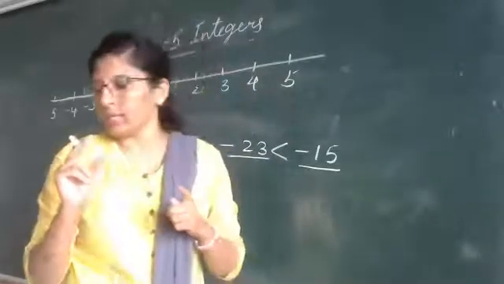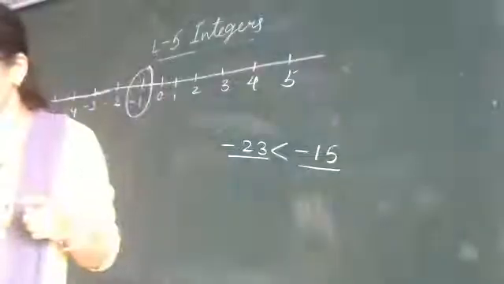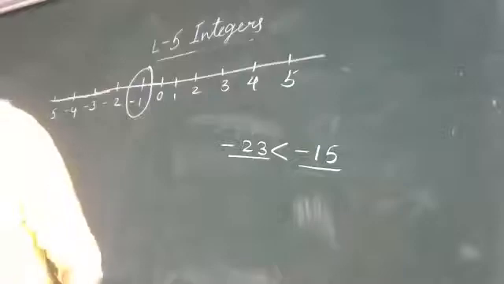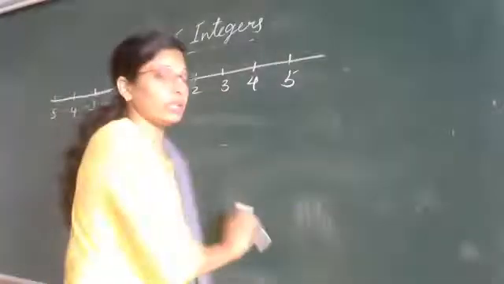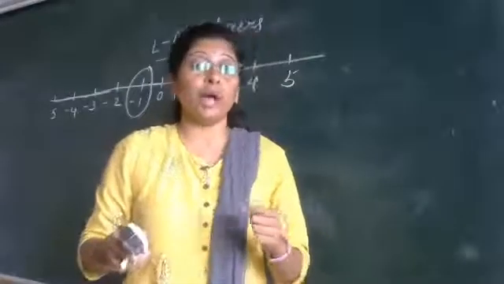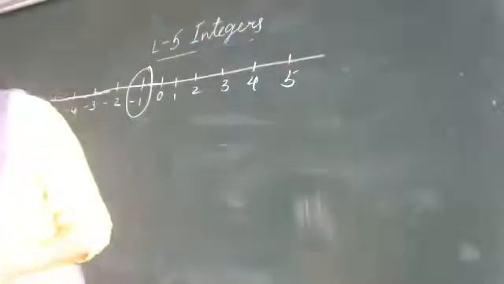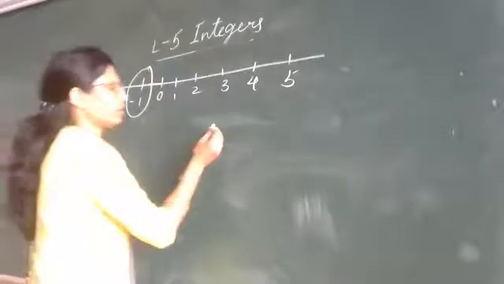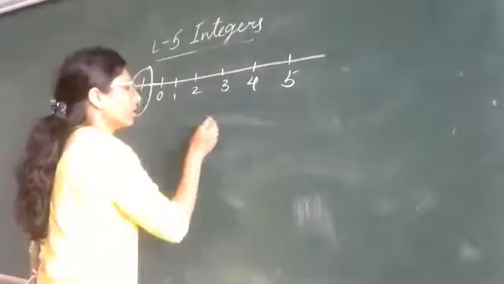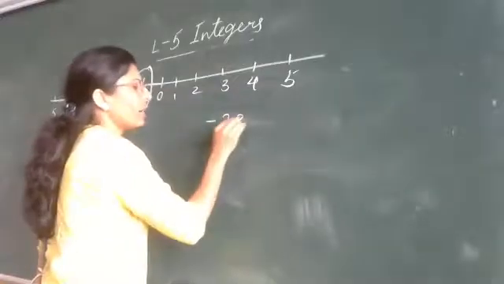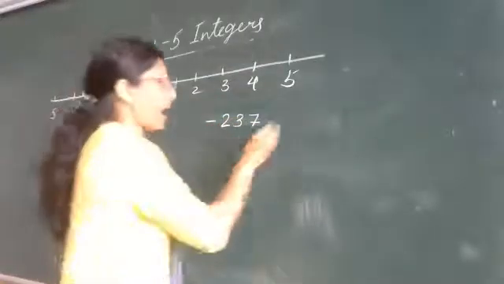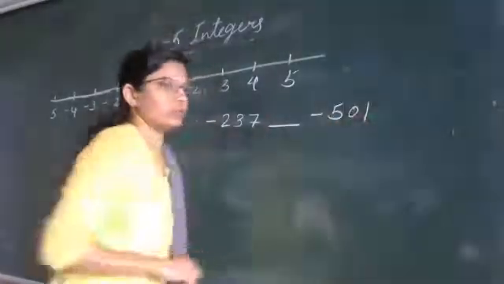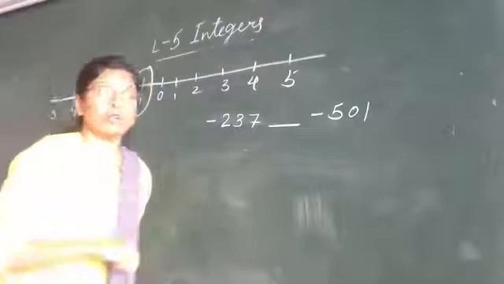Okay. So understood about integers, negative and positive numbers? Yes, ma'am. Okay, I will ask you now, you tell me which is greater, which is smaller, because depending on this only, you should know to write the ascending, descending numbers and all. Okay, now for example, minus 237 and if it is given minus 501, which is smaller, which is greater?